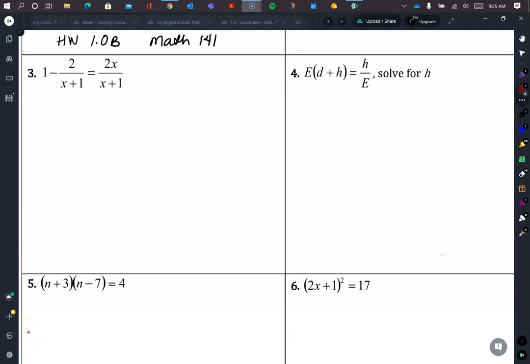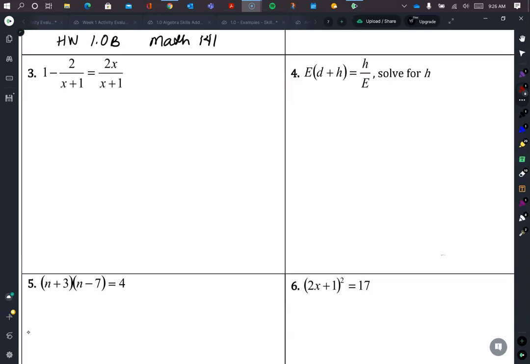In this video, I'm going to go over problems 3 and 4 from the 1.0B homework in Math 141. So this first one here, 1 minus 2 divided by x plus 1 equals 2x over quantity x plus 1. So this is a rational equation where we have denominators.